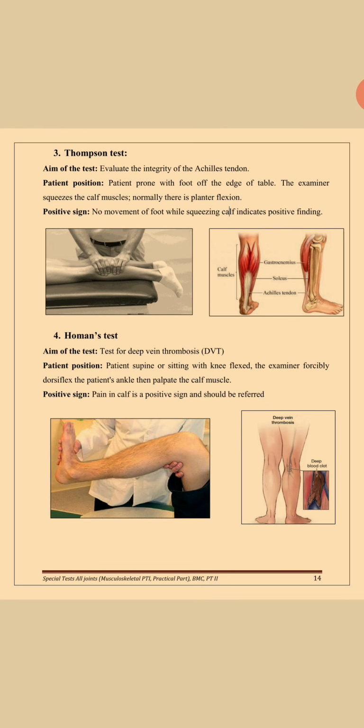Homan's test. Aim of the test: test for deep vein thrombosis, DVT. Patient position: patient supine or sitting with the knee flexed. The examiner forcibly dorsiflexes the patient's ankle, then palpates the calf muscle. Pain in the calf is a positive sign and should be referred.